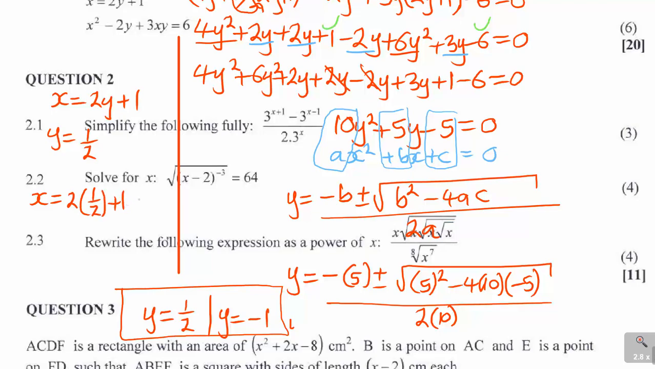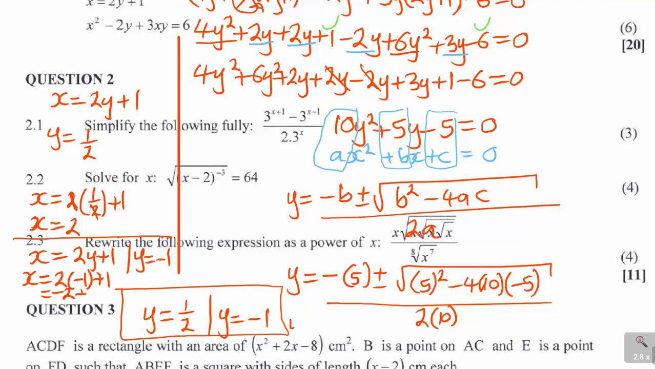You can use a calculator that simplifies everything, or you can use your own knowledge. 2 there will cancel 2 there. So x is equal to 2 there. That's the first one. The second one is, you are quoting again the equation, x is 2y plus 1. Now in this case, y is equal to negative 1. So x is equal to 2 minus 1 plus 1. So 2 minus 1 is equal to negative 2 plus 1, so x is equal to negative 1.